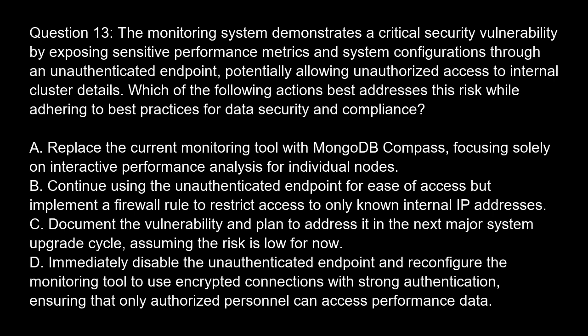Option A. Replace the current monitoring tool with MongoDB Compass, focusing solely on interactive performance analysis for individual nodes. Option B. Continue using the unauthenticated endpoint for ease of access, but implement a firewall rule to restrict access to only known internal IP addresses. Option C. Document the vulnerability and plan to address it in the next major system upgrade cycle, assuming the risk is low for now. Option D. Immediately disable the unauthenticated endpoint and reconfigure the monitoring tool to use encrypted connections with strong authentication, ensuring that only authorized personnel can access performance data.